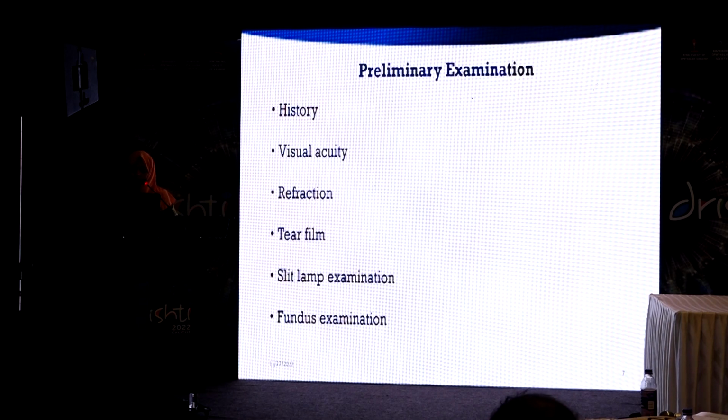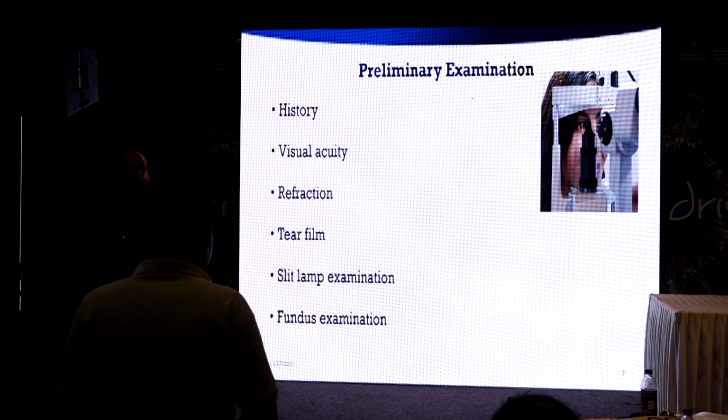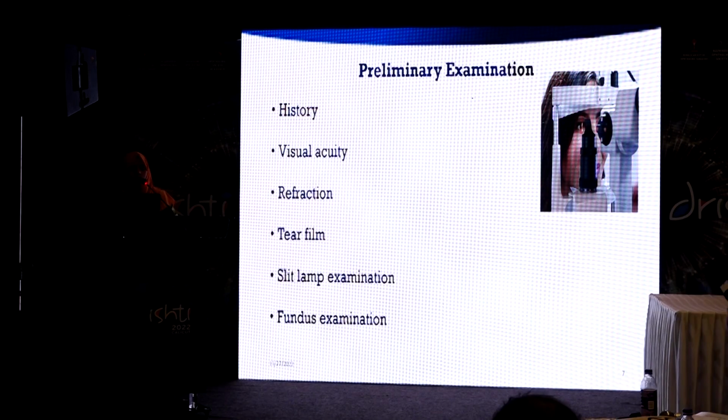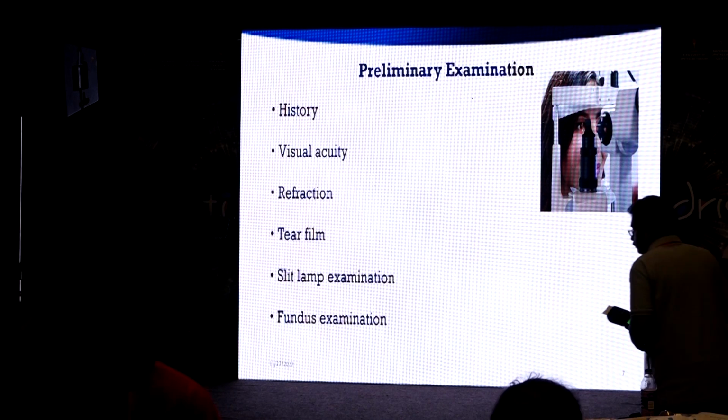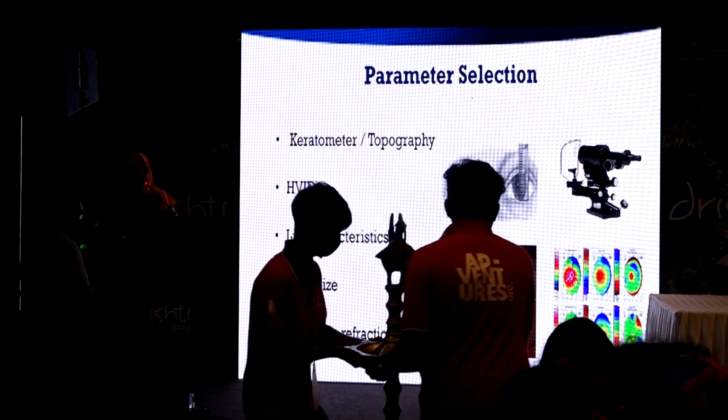After that we come to visual acuity, refraction and tear film. Tear film is one of the most important preliminary examinations where contact lenses are concerned, because if the patient has dryness, the type of material we give will depend on these tests. Then there is the detailed slit lamp evaluation, where any lid, corneal or conjunctival abnormalities will be understood, and also the fundus examination.